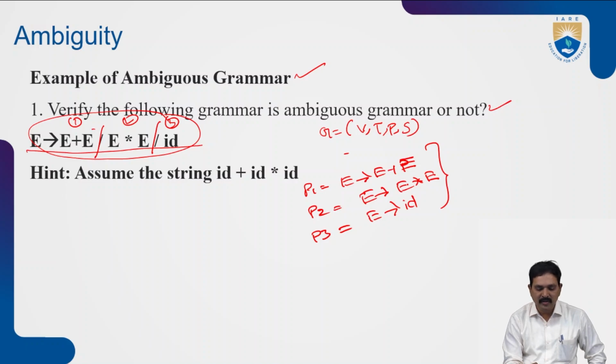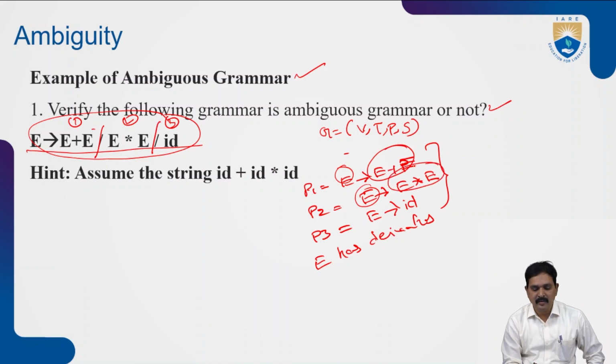After defining the 3 productions, as per the definitions of terminals and non-terminals, a symbol that has a derivation is a non-terminal. Which symbol has derivations? Capital E. Sometimes E derives E plus E, sometimes it derives E into E, sometimes it derives ID. So E is concluded as a variable because it has a derivation.